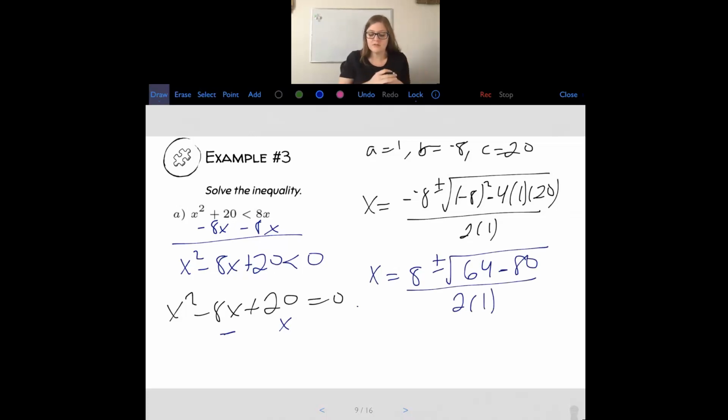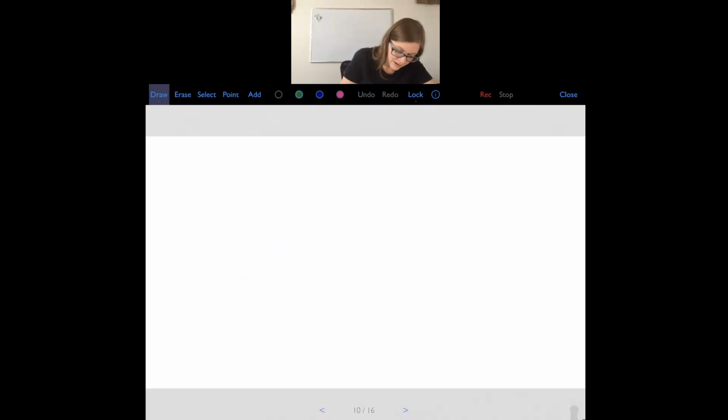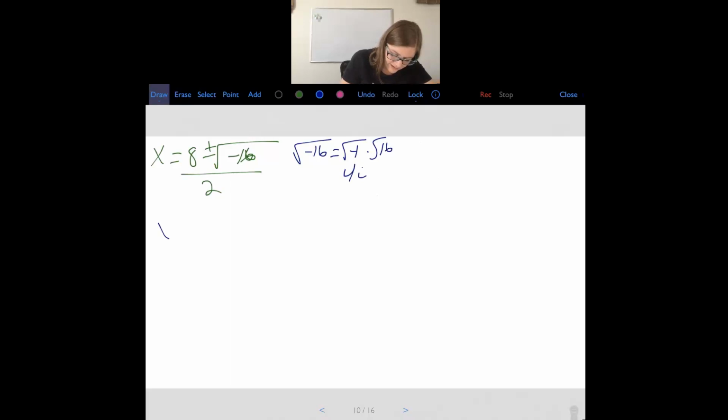Okay, so what I'm going to do on the next slide is I'm just going to do the 64 minus 80, and I'm going to simplify the 2 times 1. 64 minus 80 is -16. So I have x is equal to 8 plus or minus the square root of -16 over 2. Remember, square root of a negative, i is going to be involved. So this is going to be 4i. Okay, so x is equal to 8 plus or minus 4i divided by 2. And when all of these are divisible by the same number, you can simplify. So this gives us x equals 4 plus or minus 2i.